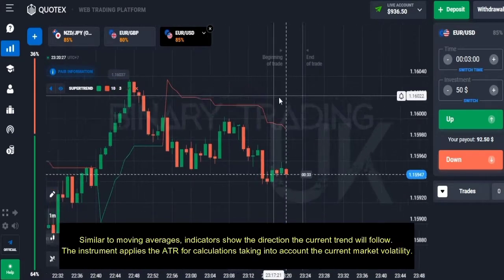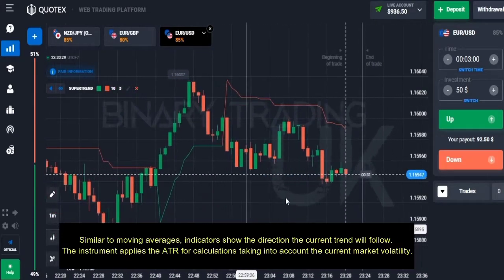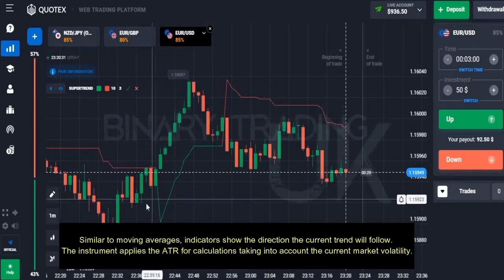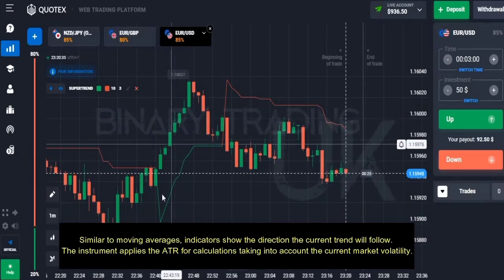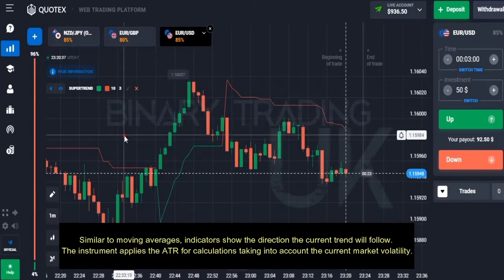Similar to moving averages, indicators show the direction the current trend will follow. The instrument applies the ATR for calculations, taking into account the current market volatility.